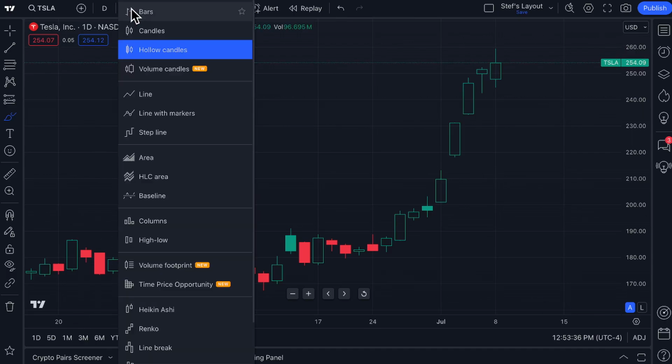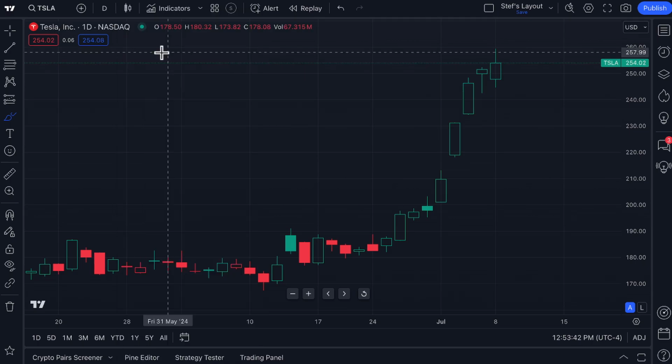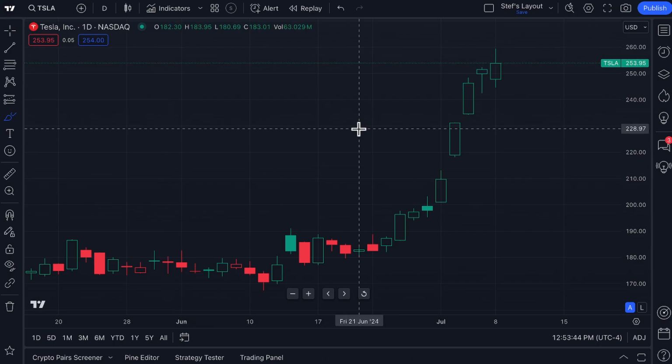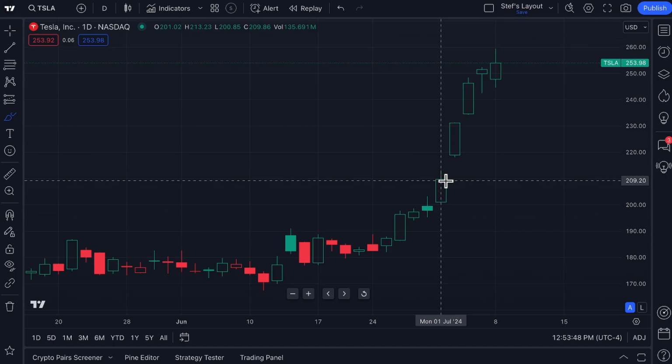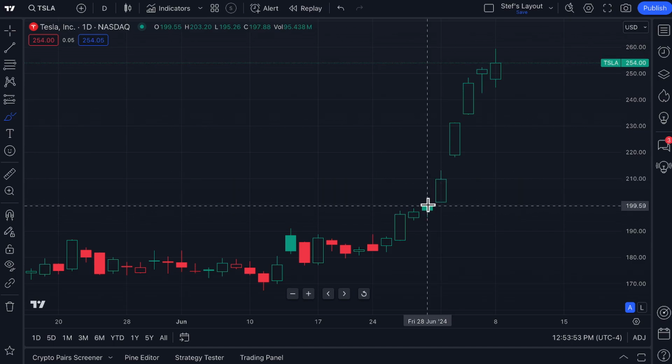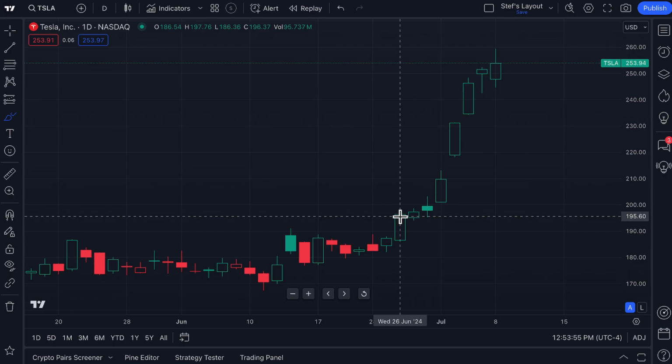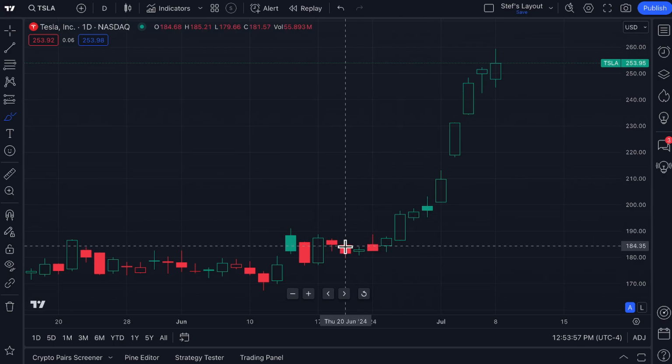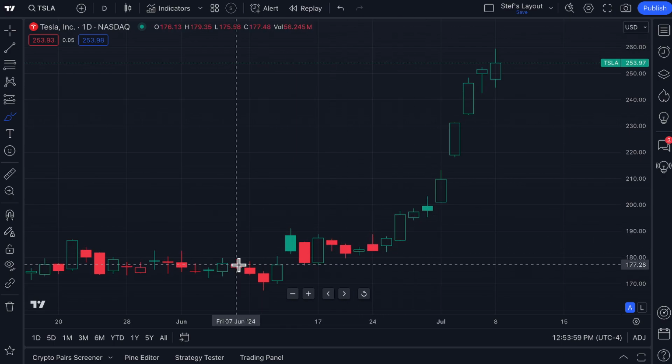Let's talk about hollow candlestick charts on TradingView. As you can see right from the start here, we have hollow candles selected from our chart type menu. That means on the chart, we can see four different types of candles. We have green hollow candles. We also have green filled in candles. We also have red filled in candles. And we have red hollow candles.